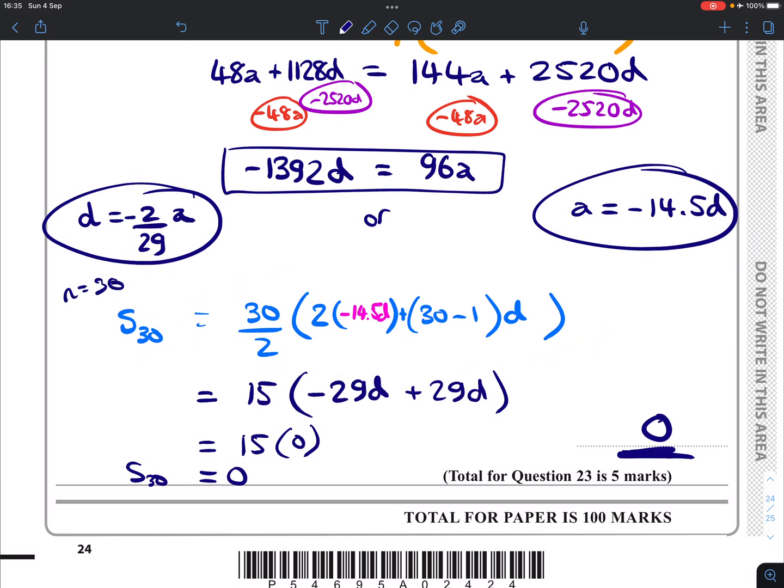N is 30. And then whether you're subbing in minus 14.5D for A like I've done there, or if I had decided to sub this in here instead and keep this as an A, I would have ended up with exactly the same thing. In fact, I would have ended up within the brackets with 2A minus 2A, but I would have still got this 0 no matter what. So whether I replaced A with stuff in D or D with stuff in A, we're always going to get 0. It is a very tricky question, but yeah, that's the answer there. The sum of the first 30 terms is 0. Done.